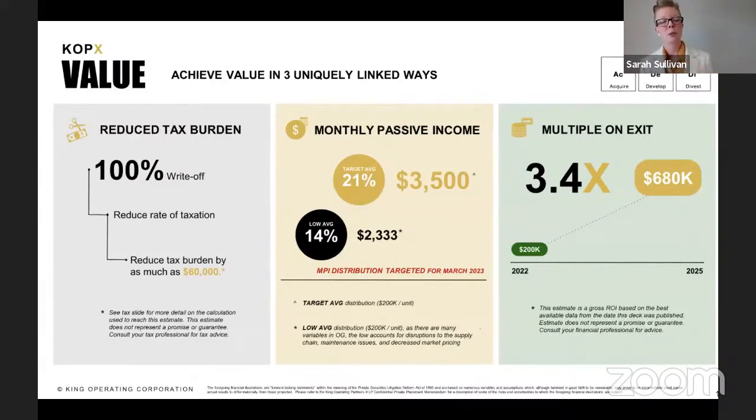Now it's a total of 100% write-off. It's taken over the life of the investment, but 75% of it is given in year one, and it scales. So if you invest 200,000, 300,000, 400,000, it's 75% of the amount that you invest. So that's 3 ways that investors make money in this fund.